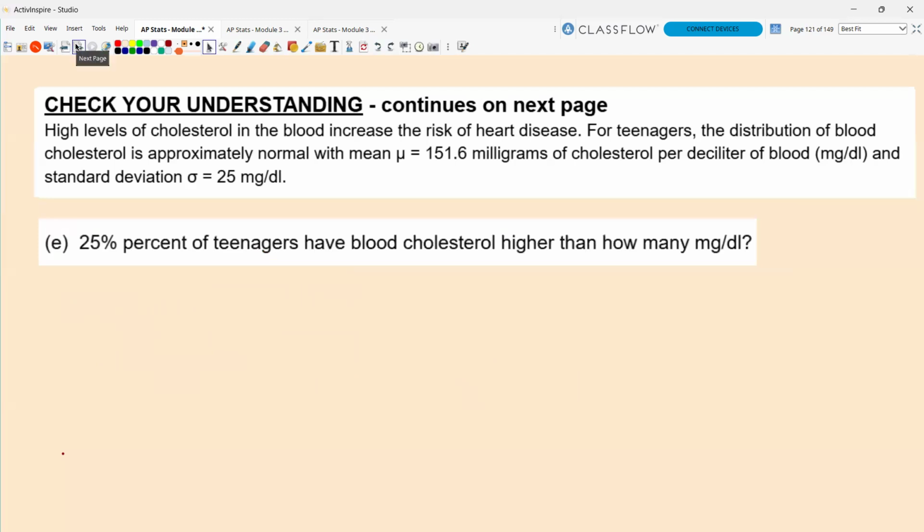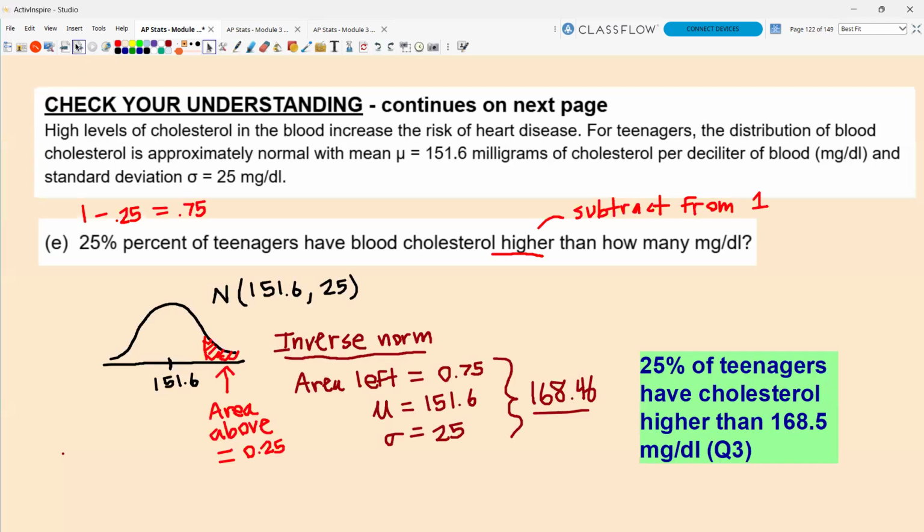And finally, part E. 25% of teenagers have blood cholesterol higher than how many milligrams per deciliter? So this is a higher than problem. So we're going to want to subtract that from 1, put that number in the inverse norm, and you'll get 168.46. So the interpretation would be 25% of teenagers have cholesterol levels higher than 168.5 milligrams per deciliter. That's also the third quartile, by the way.